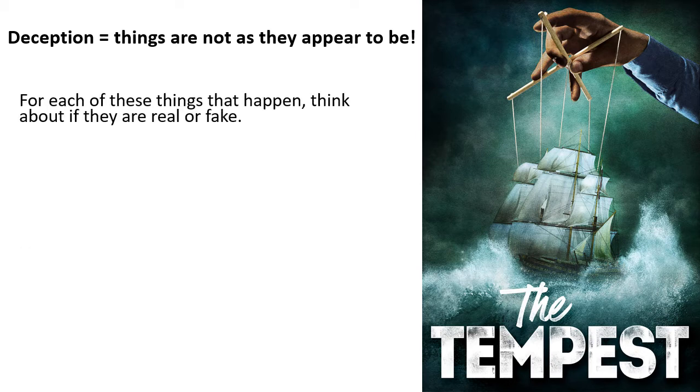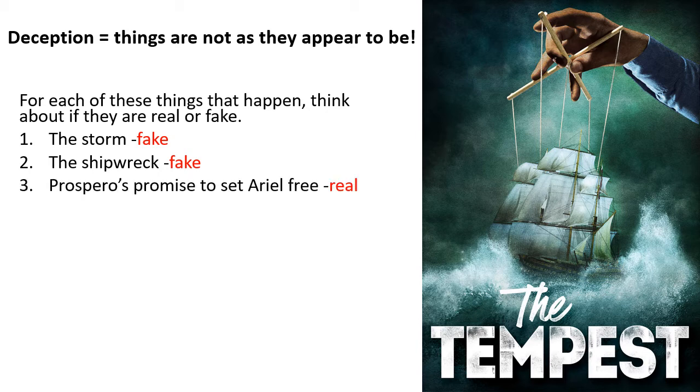Okay, let's see if you agree with me about whether these things are real or whether they are fake. So first of all, the storm. Now, I think that's fake because it's a magical storm rather than a natural storm, and it's been created by Prospero in order to get his enemies ashore. And so the same with the shipwreck. The ship isn't actually wrecked, and at the end they sail away on it back to Milan. Prospero's promise to set Ariel free. Well, that is real. He does actually do that at the end, once Ariel has done everything that he's asked him to do.